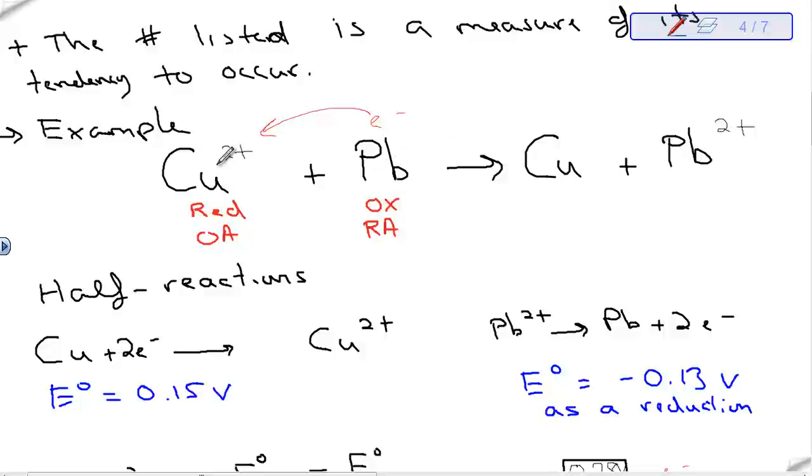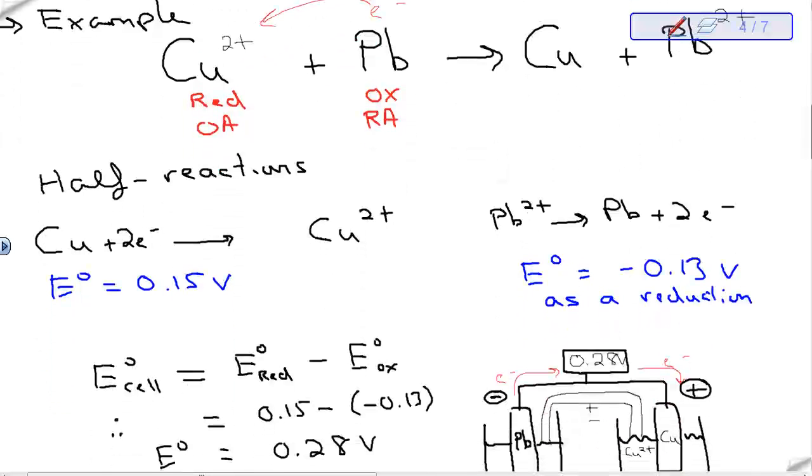So copper's oxidation state decreased, indicating reduction. Lead's increased, indicating oxidation, making copper the oxidizing agent and lead the reducing agent. Now when we balance this, remember, we have to separate into 2 half reactions. So I've written this one as a reduction. I wrote copper 2+ to copper. There were no oxygens, no hydrogens. I balanced the charge with electrons. Same process over here for lead.